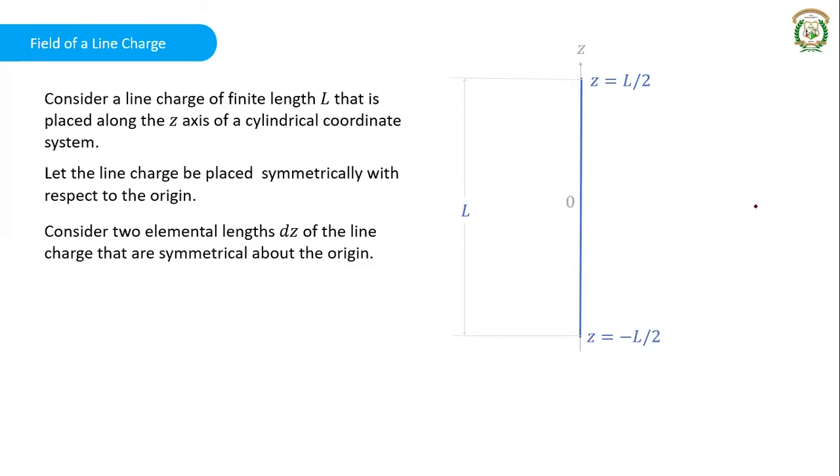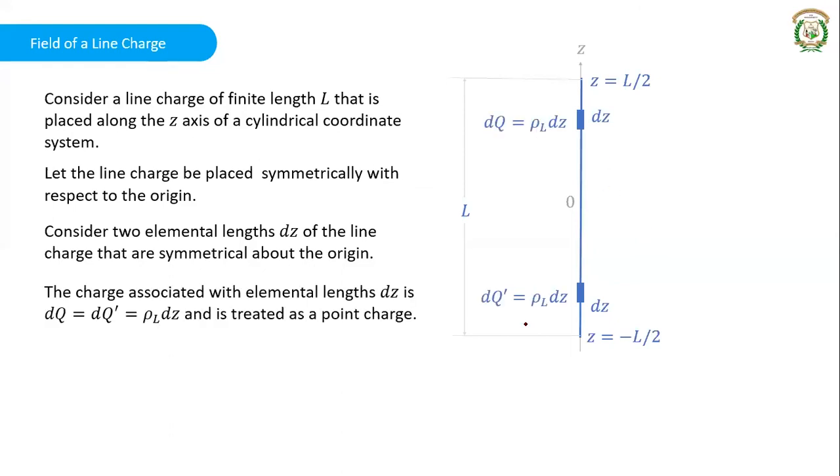To do that, first we will consider two elemental or differential lengths dz of this line that are symmetrical about the origin. One small length on the positive z-axis, one small length on the negative z-axis. Both are the same length dz. Let the charges associated with those lengths be dq on the positive z-axis, and dq dash on the negative z-axis. When it is a line charge, dq will be rho L into dz.